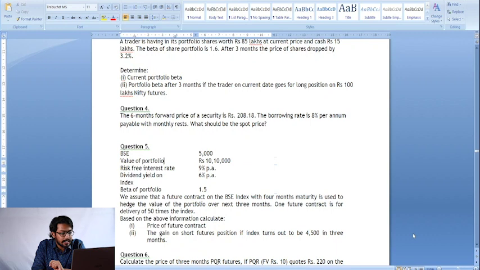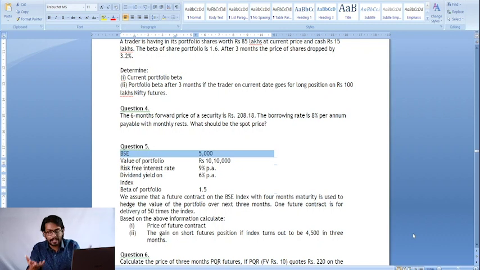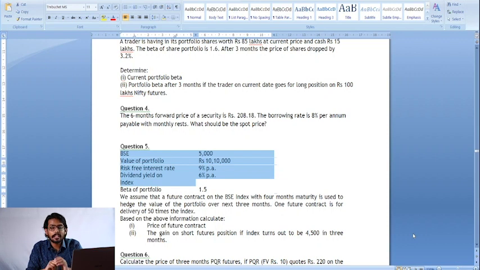BSE is at 5000. What is BSE? Bombay Stock Exchange. BSE represents the market, which is at 5000. Value of portfolio is 10 lakh 10,000 rupees. Risk-free interest rate 9%. Dividend yield on index is 6%. So far in the questions we have done, we haven't considered the dividend yield. R is just risk-free. Now you have to consider the dividend yield also.